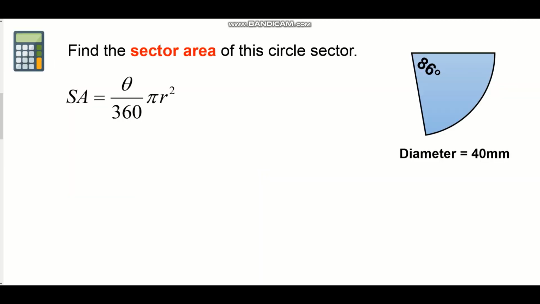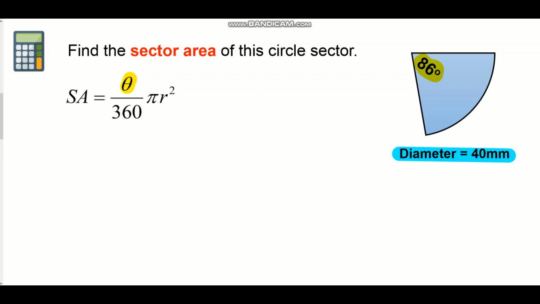Okay, so here's another quick example. I have a sector area here, a smaller slice of the full circle this time. Its internal angle is 86 degrees, so that's going to take the place of theta when I do my substitution. And I'm told here that the diameter is 40 millimeters.